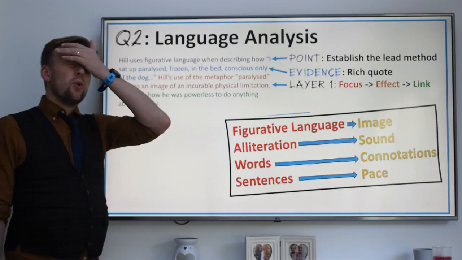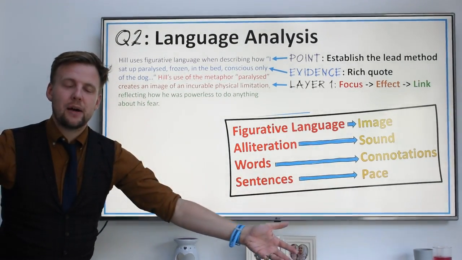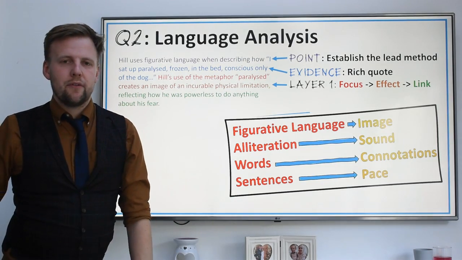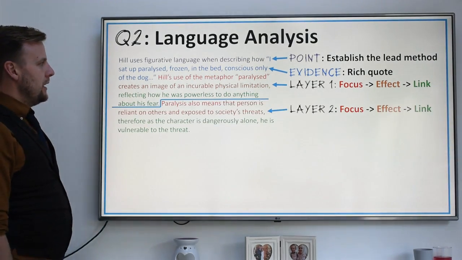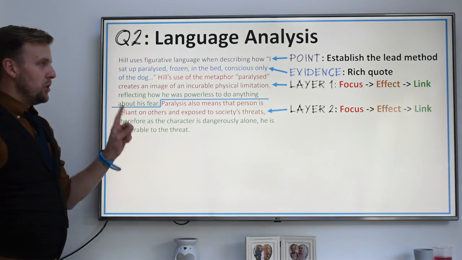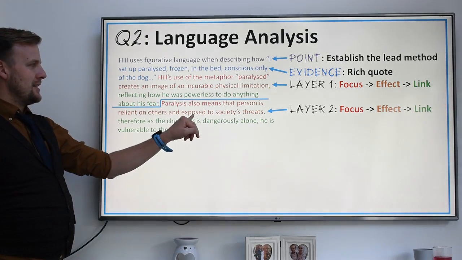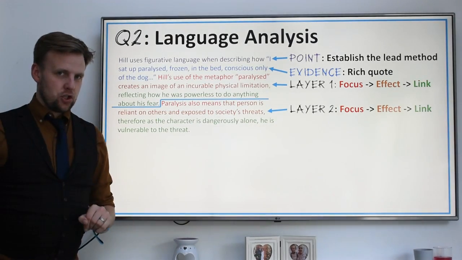Because I'm going metaphor, what's the image I associate with metaphor? Paralysed. What do I think of when I think of someone who's paralysed? What does that therefore tell me about the guy in this text? Okay? Then I go layer 2. I've just drawn the line so it's nice and clear for you. But look, exactly the same again. Focus on paralysis, effects, this is what it makes me think of, link it back to the topic.